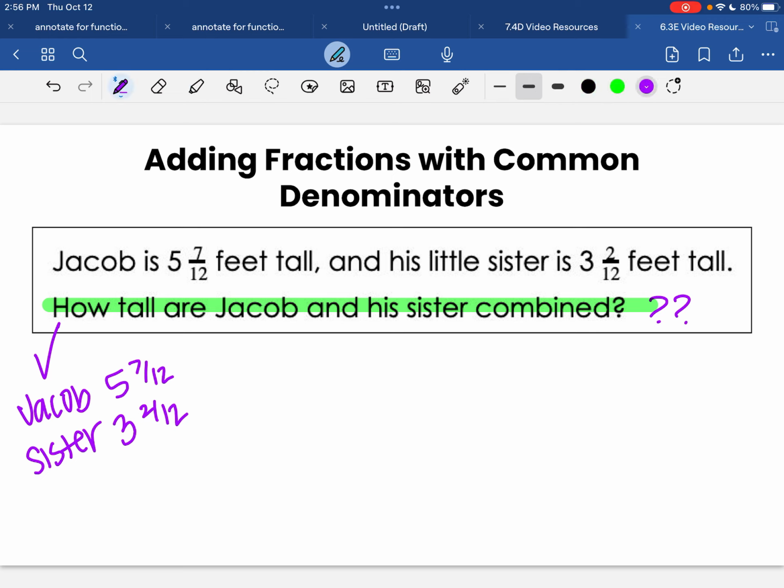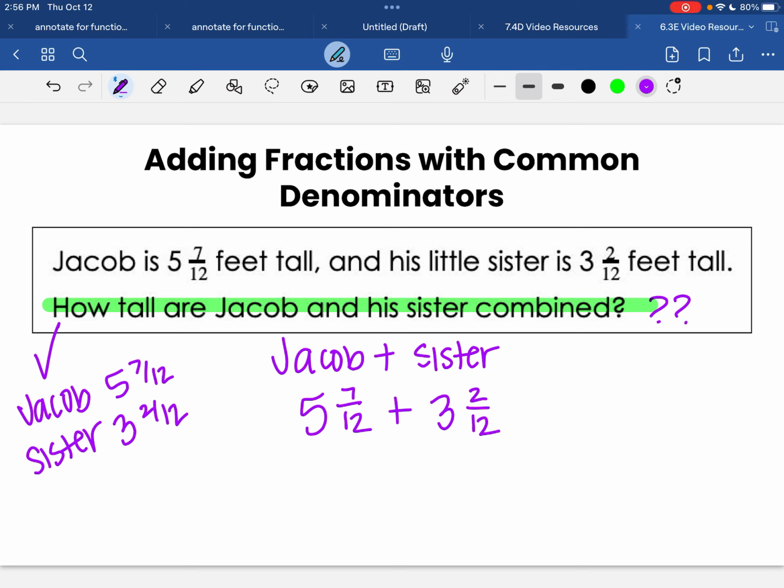But when I think about combining different heights, I'm thinking about the operation of addition, because that means I'm joining something. And so I'm going to make my plan to add Jacob's height plus his sister's height. I know that Jacob is 5 7/12 tall, and his sister is 3 2/12. And again, I know that because of the commutative property of addition, I can add in different orders. So I'm going to add my friendly values of 5 and 3 first. And I know that 5 and 3 recompose to make 8.